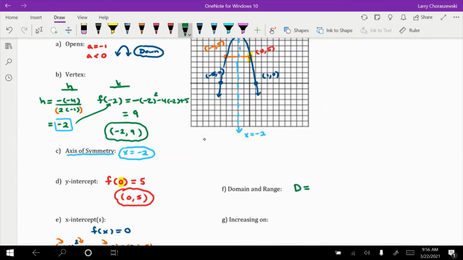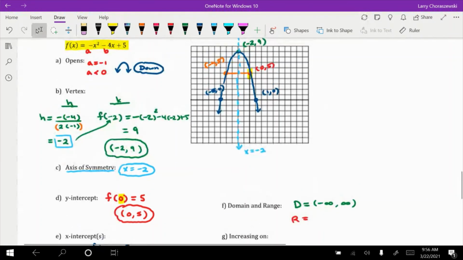All right, so the domain is more of a memorized fact. Remember, the domain of any quadratic function is all real numbers. So for these, by default, all real numbers. The range depends on how your parabola faces as well as your vertex. So keep in mind, range represents y values. So since this parabola faces down, we have y values going further and further down to negative infinity, which would represent the smaller end of our interval notation.